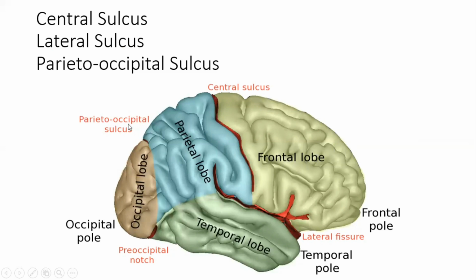Then we have the parieto-occipital sulcus, this one over here. It separates the parietal lobe from the occipital lobe. That's why it's named parieto-occipital. Then we have the lateral sulcus or lateral fissure. It's the same thing, lateral fissure. This separates the frontal lobe from the temporal lobe, and also the parietal lobe from the temporal lobe.